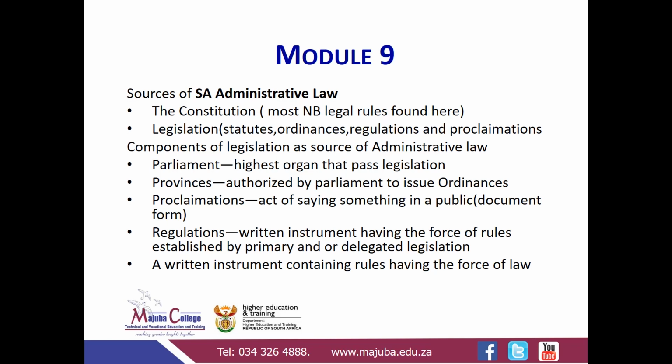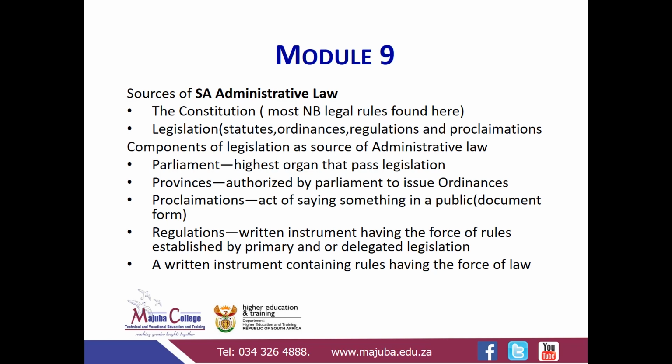The first one is the Constitution, right? The Constitution is the most important legal rule. The most important legal rules are found in the Constitution, right? The other one is legislation: statutes, ordinances, regulations, and proclamations. The components of legislation as a source of administrative law are parliament, provinces, proclamations, regulations.